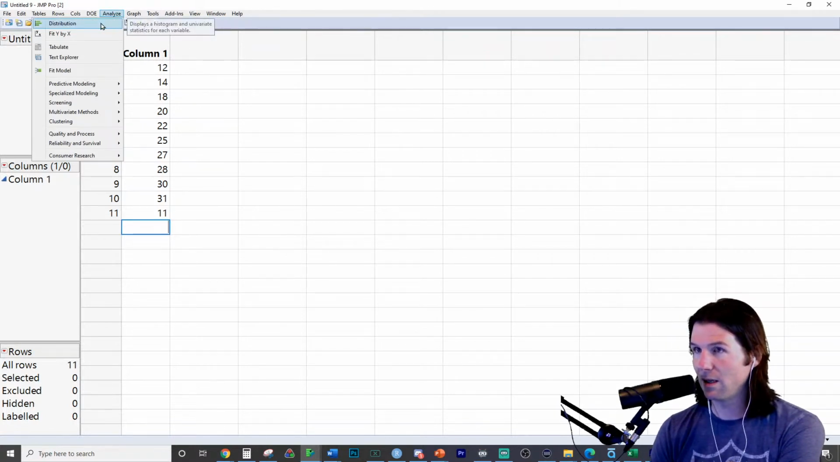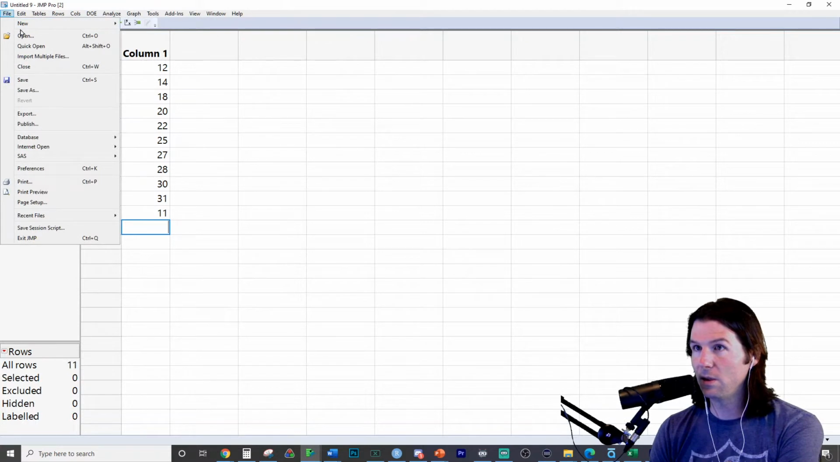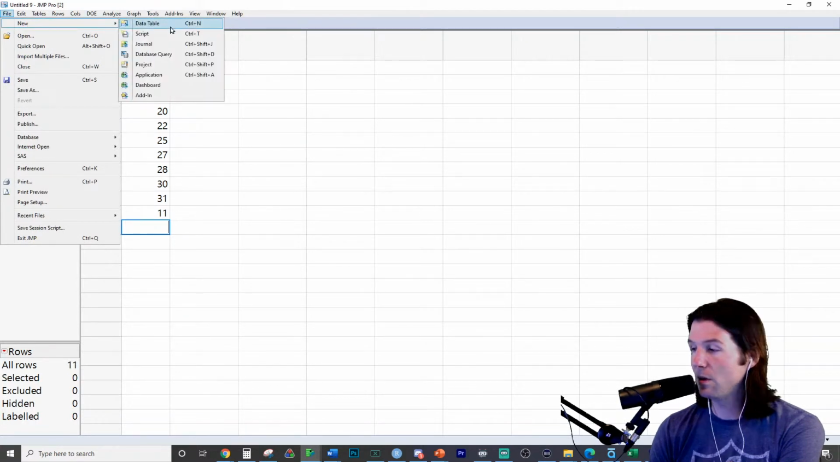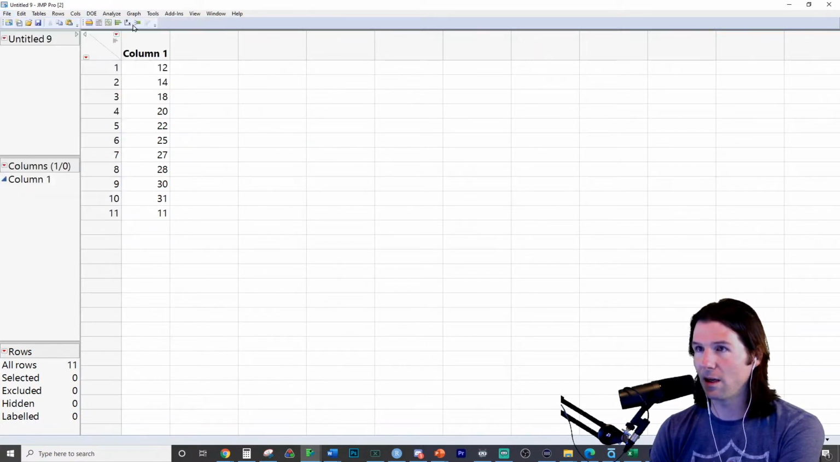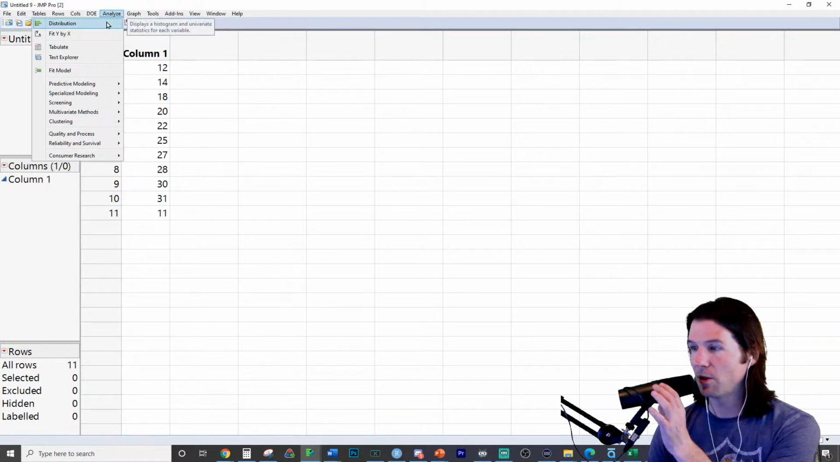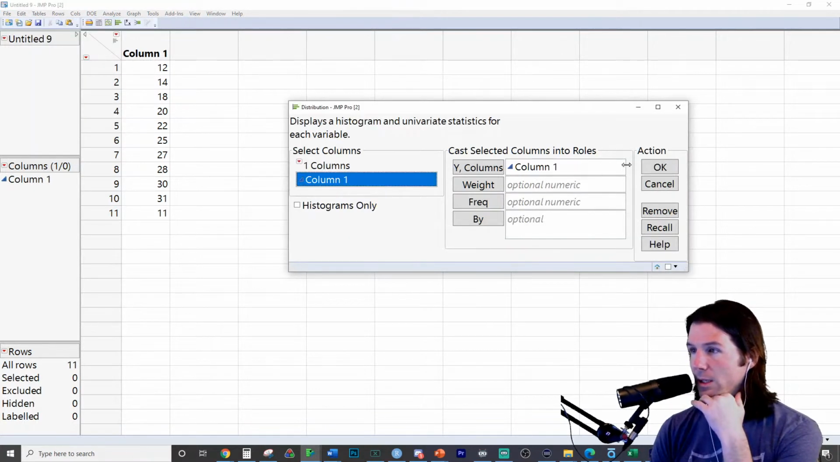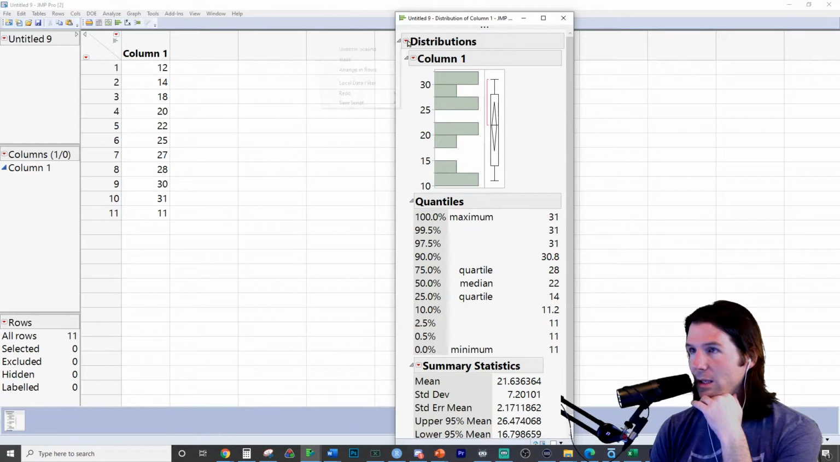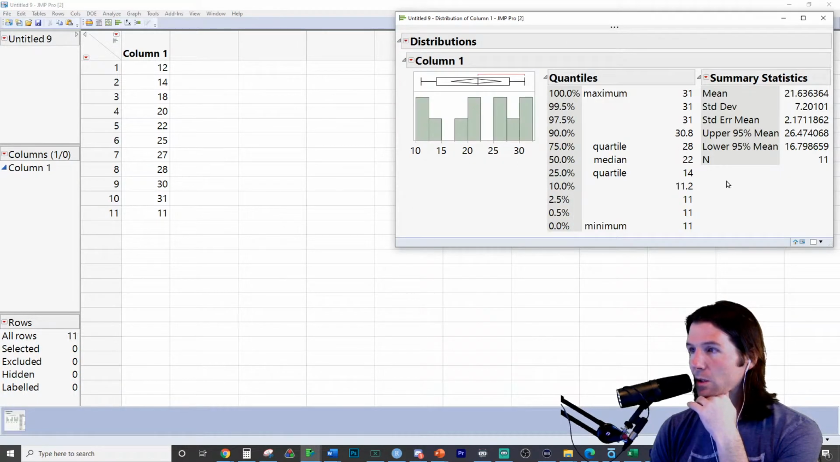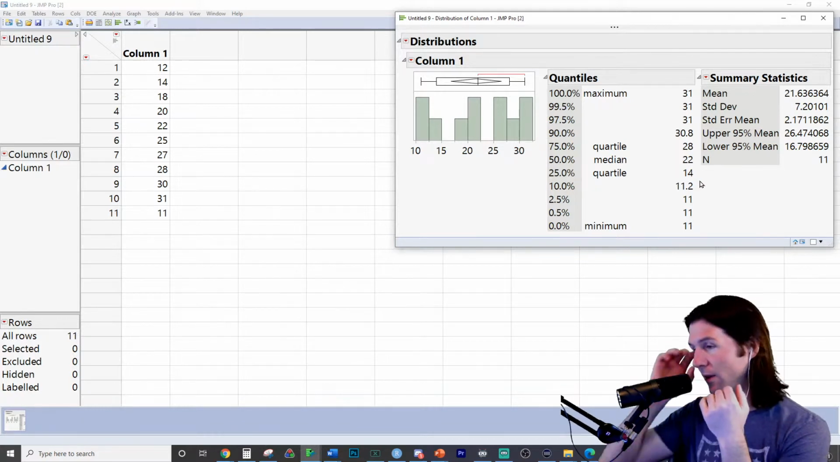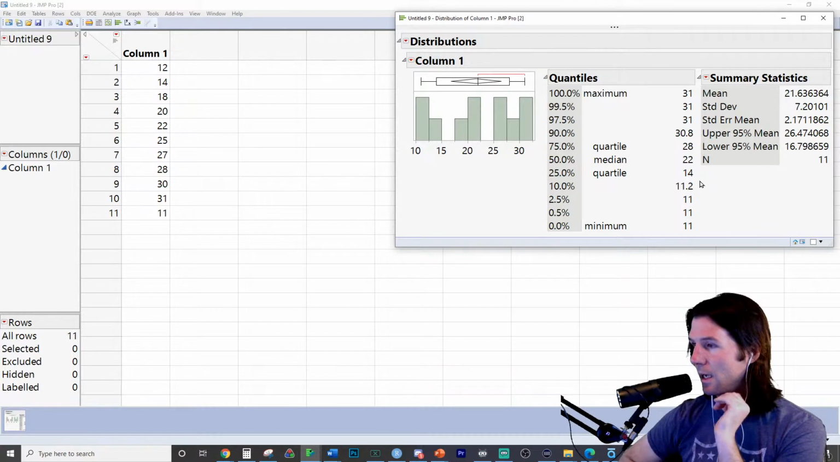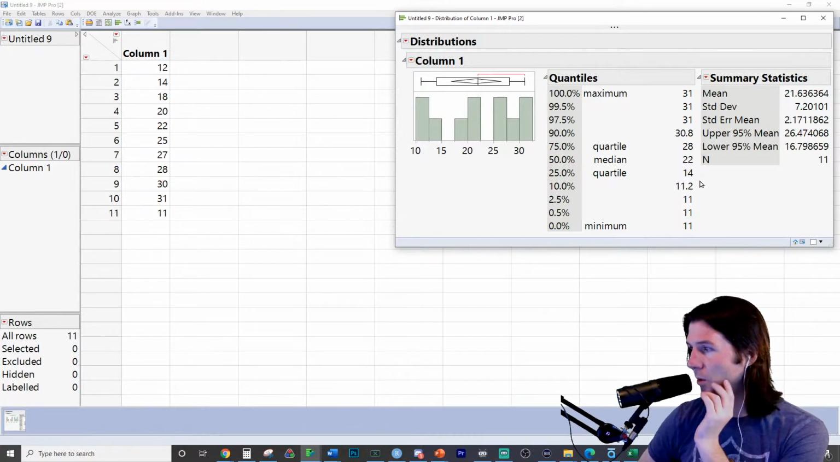Once you've entered in the data under File, New Data Table, go to Analyze, Distribution, double click, and then click OK, and then here you go. This should give you your quartiles right here of 14 and 28, so the IQR here is 14. This gives the answer to what is the IQR, what is Q1 and Q3.